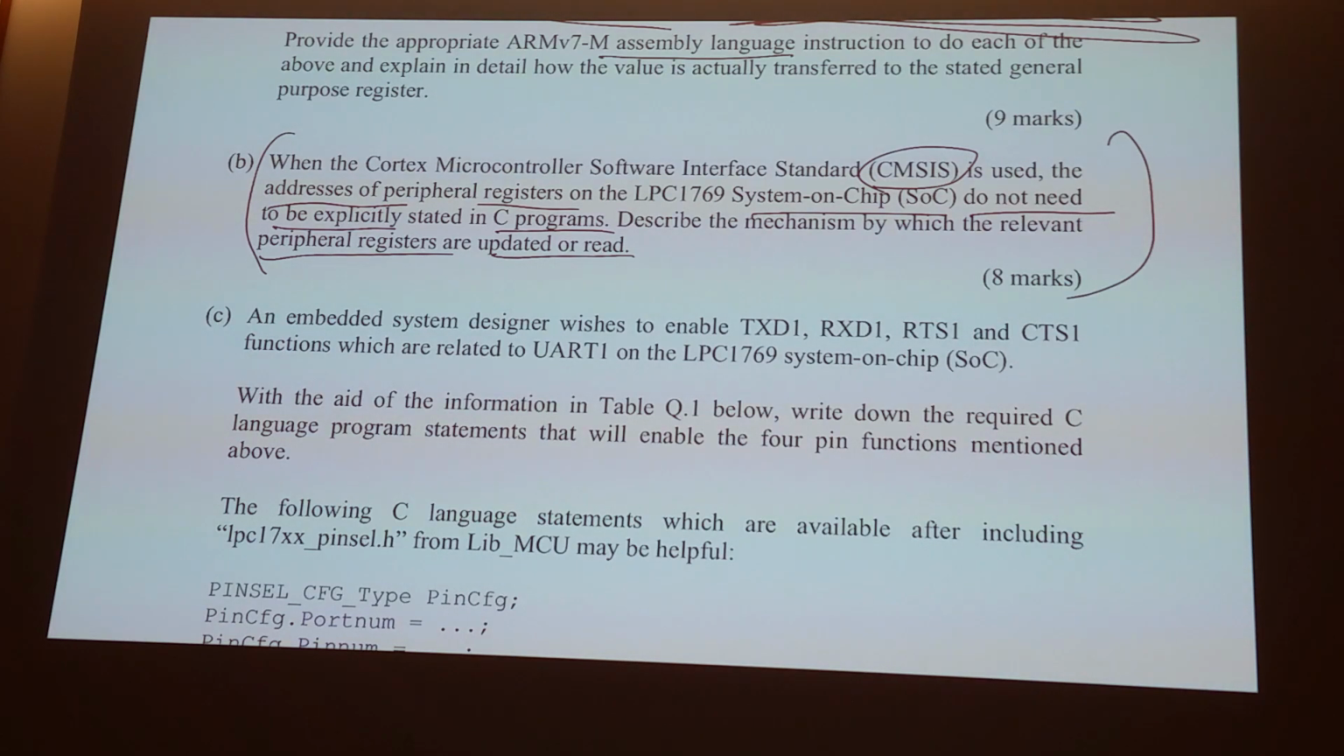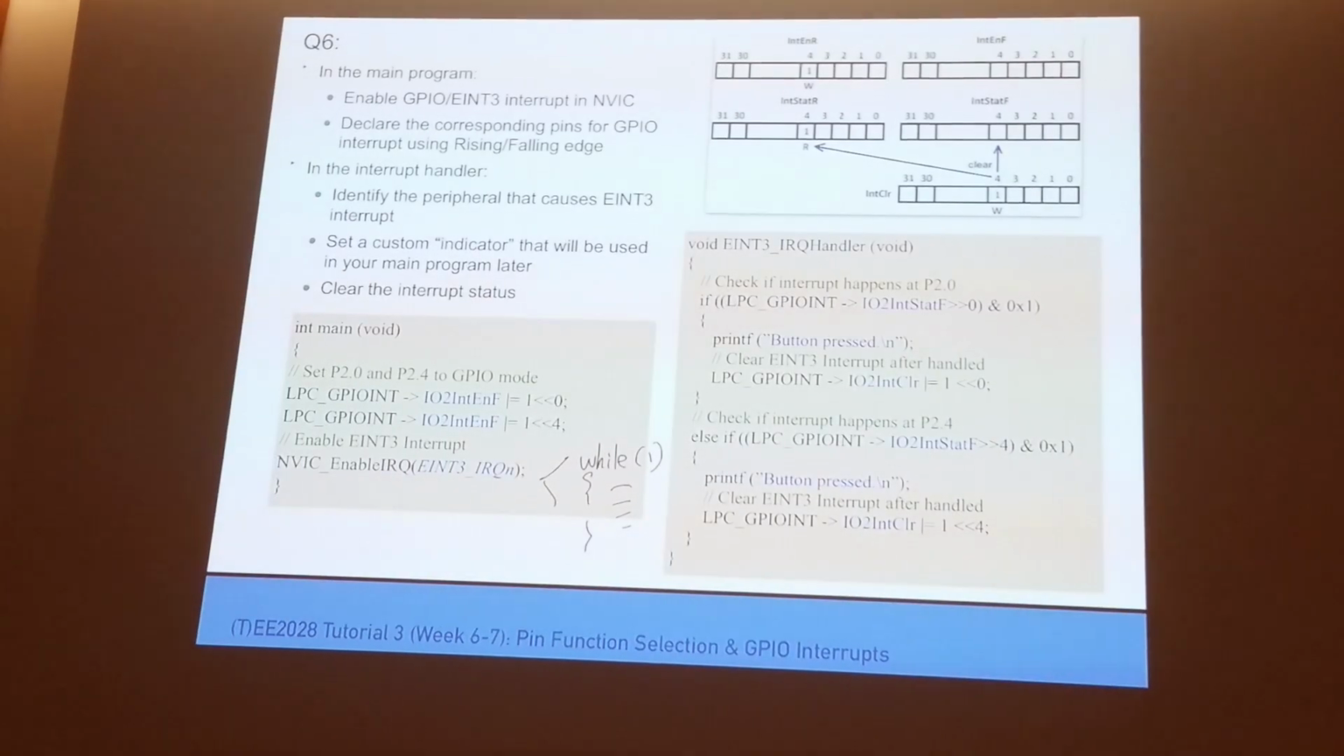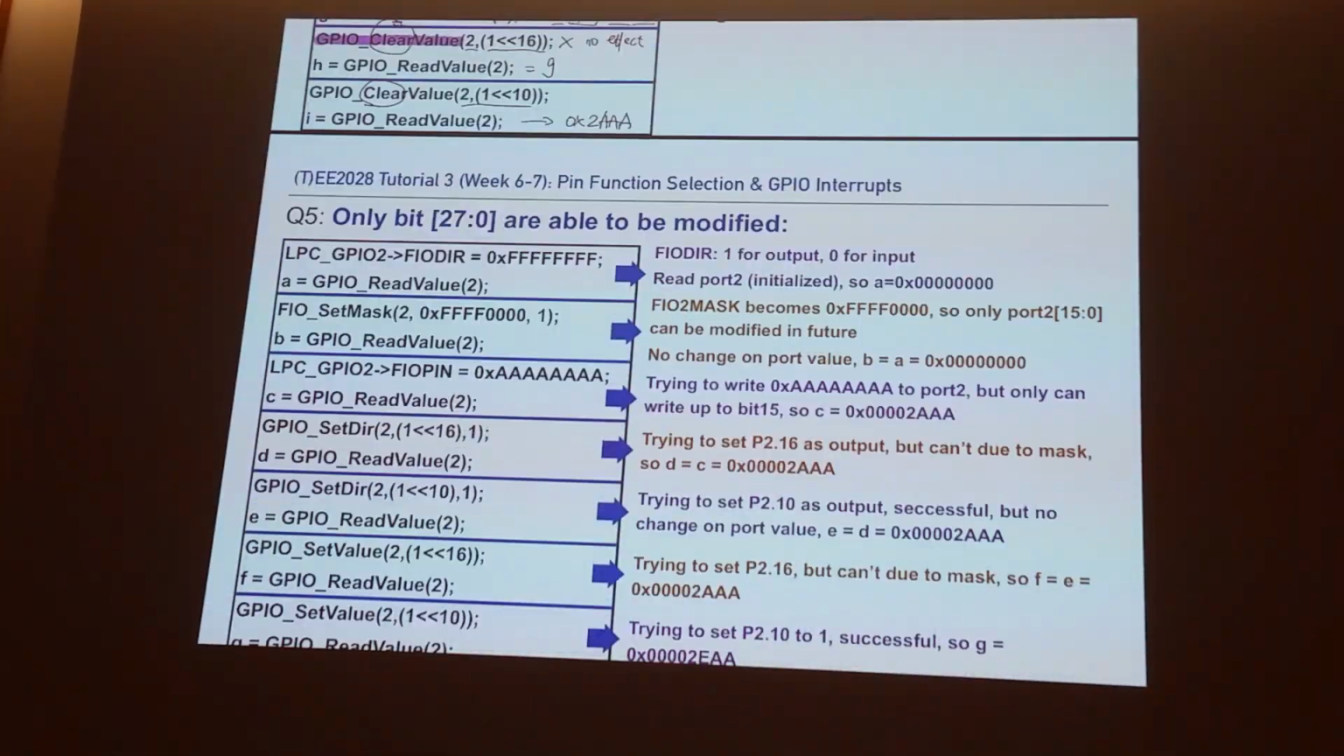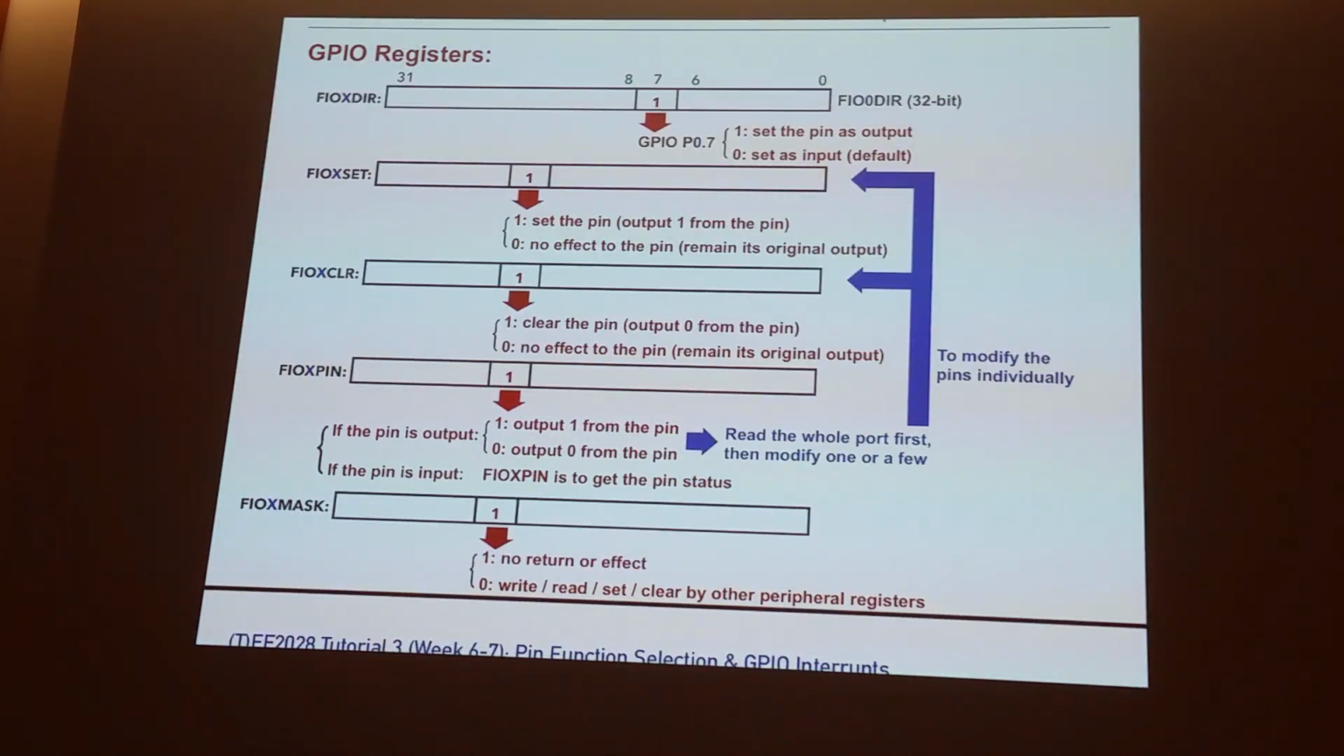Okay, so when you do something in a C program, let's say sometimes you do FIO1SET or something. This is the register for GPIO, right? When you set the certain value. Set, clear, enable. And you also have FIOXCLR. Remember the usage of these registers? Okay, let me show the tutorial 4, is it? Here, this one.